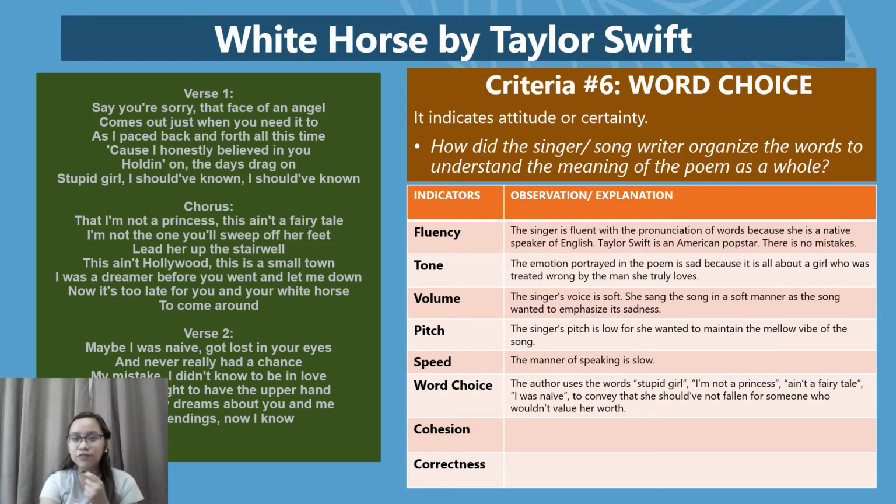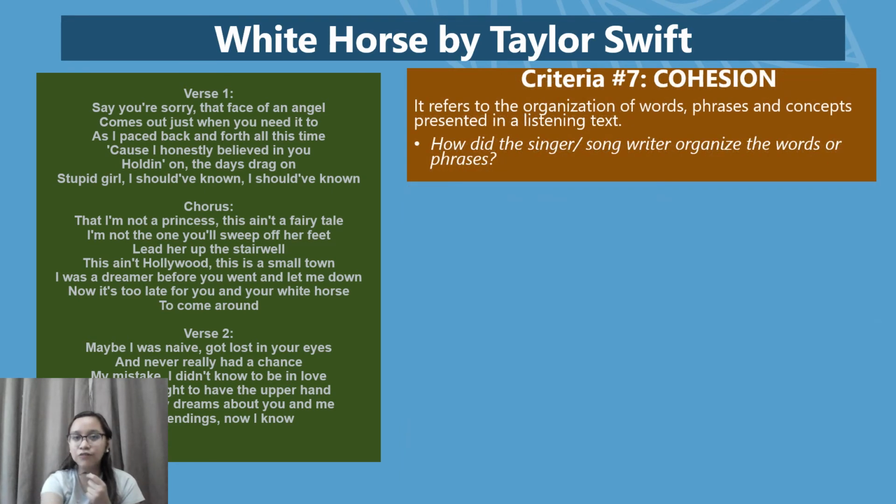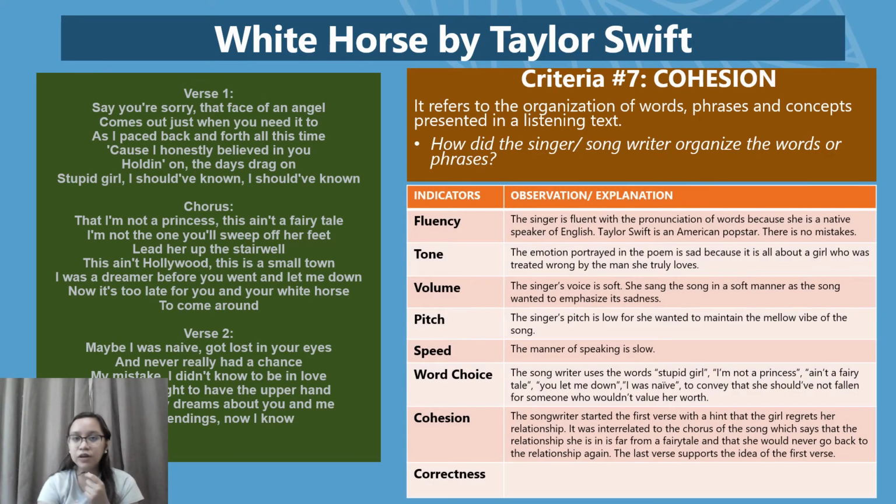Alright, so for the seventh criteria, we have cohesion. How did the speaker-songwriter organize the words or phrases? The songwriter started the first verse with the hint that the girl regrets her relationship. It was interrelated to the chorus of the song, which says that the relationship she is in is far from a fairy tale and that she would never go back to the relationship again. The last verse supports the idea of the first verse.